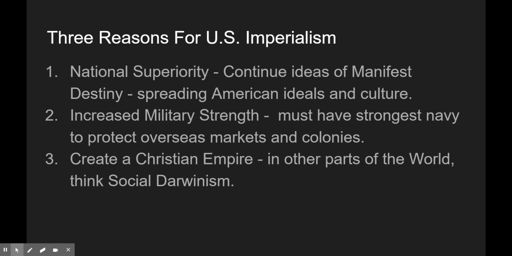Okay, I'm going to stop our notes here. So this is the roots of imperialism. Next notes will be the Spanish-American War. Hope you took some good notes. Lots of test questions here.